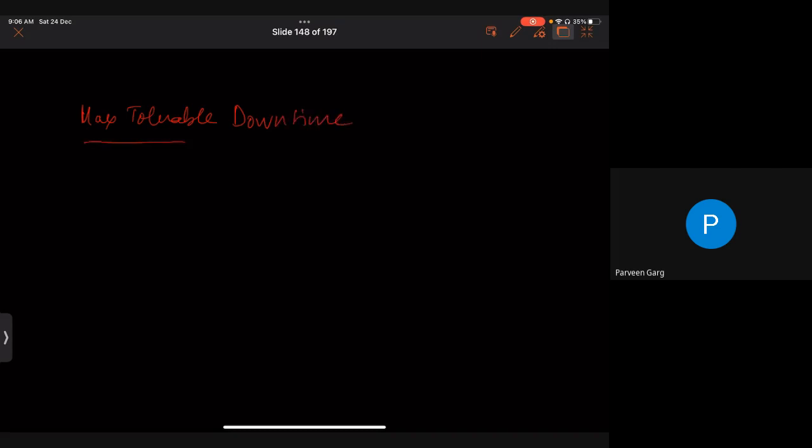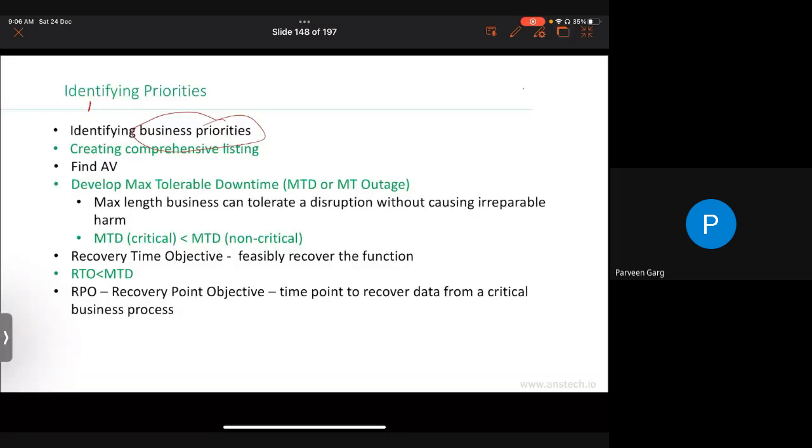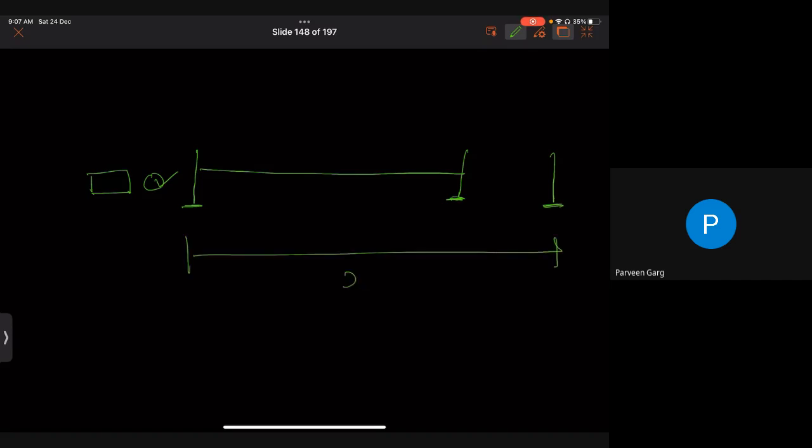Maximum tolerable downtime is generally historical data. So what happens is your system is functioning well, and this is the point at which the failure happens. Your process is so good that you are able to recover this process in a particular time frame, and this is your maximum tolerable downtime. So say this time is 2 hours. If you are able to recover your system within this time, this is MTD.